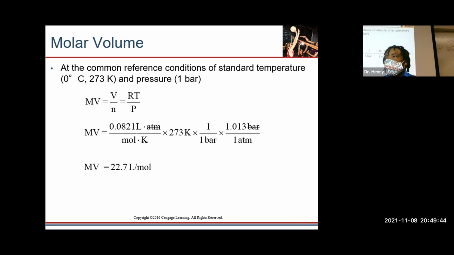At STP, the molar volume is always going to be exactly the same. It's going to be 22.7 liters per mole. But that's only at standard temperature and pressure.